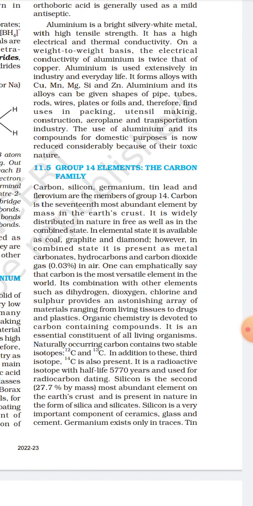Naturally occurring carbon contains two stable isotopes. In addition to these, a third isotope is also present. It is a radioactive isotope with a long half-life and is used for radiocarbon dating. Silicon is the second most abundant element in the earth's crust and is present in nature in the form of silica and silicates. Silicon is a very important component of ceramics, glass and cement.